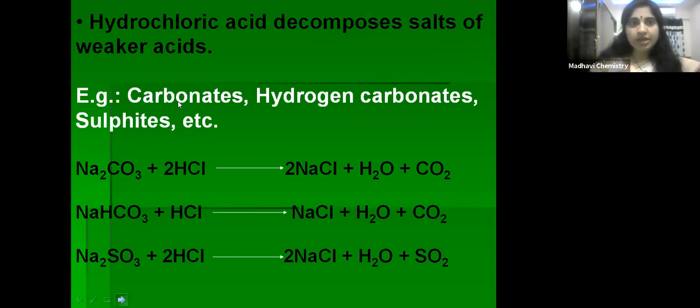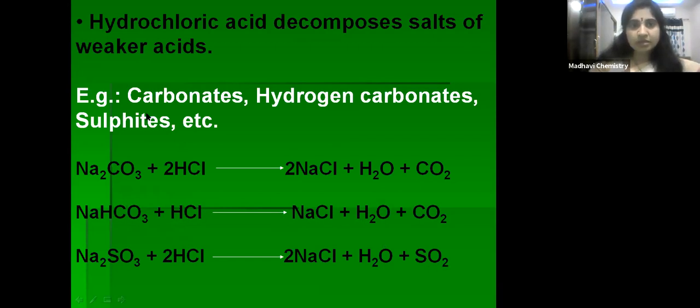Okay. Next one is hydrochloric acid decomposes salts of weaker acids. For example, what are salts of weaker acids? Carbonates, hydrogen carbonates, and sulfites. You can see here sodium carbonate, sodium hydrogen carbonate and sodium sulfite. When hydrochloric acid reacts with sodium carbonate, it decomposes to give sodium chloride plus H2O plus carbon dioxide, and when it reacts with sodium hydrogen carbonate, it gives NaCl plus H2O plus CO2, and similarly HCl reacts with sodium sulfite, gives sodium chloride plus H2O plus SO2.